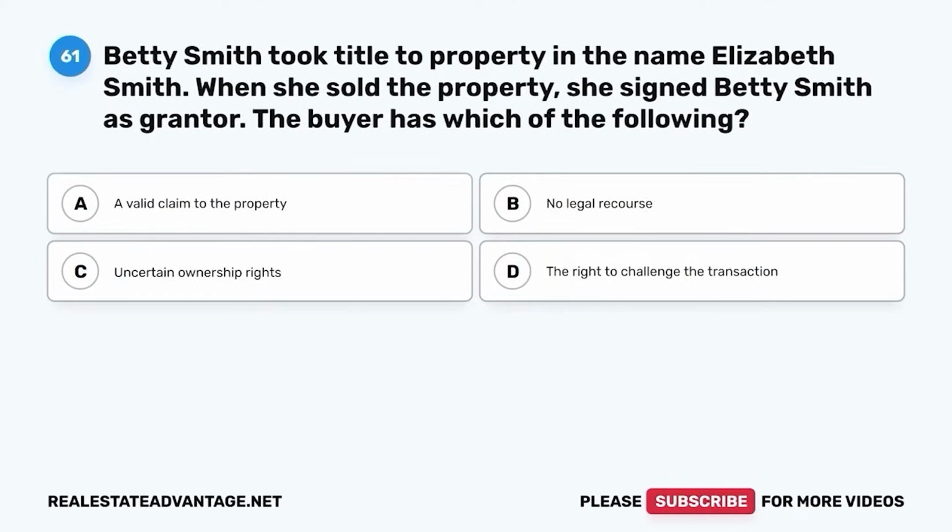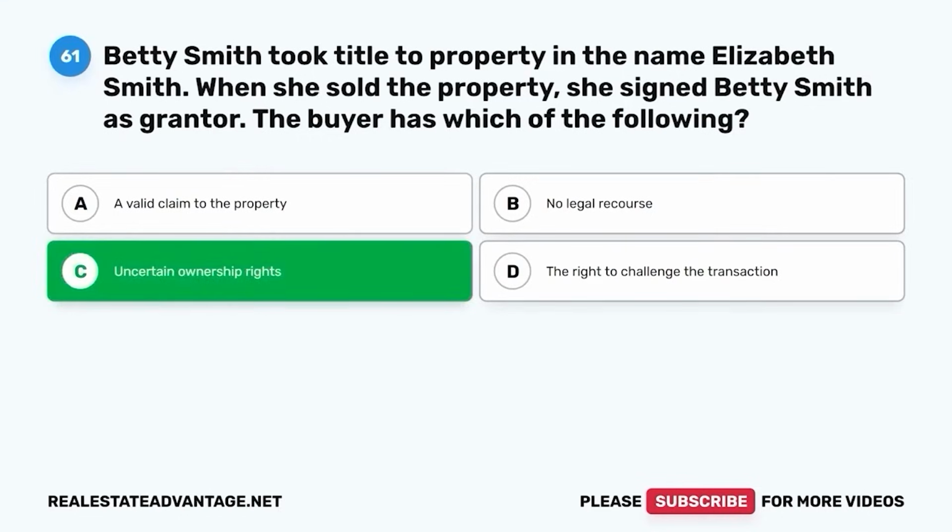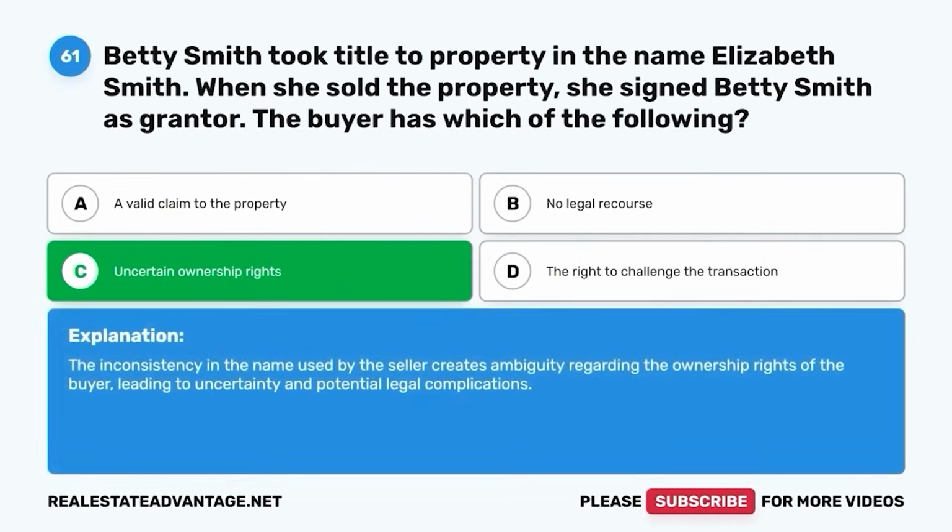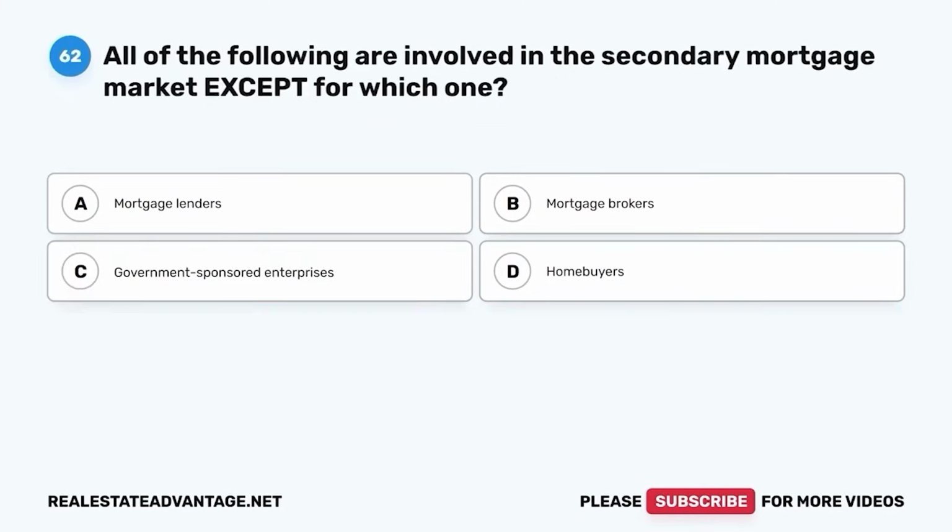Question 61. Betty Smith took title to property in the name Elizabeth Smith. When she sold the property, she signed Betty Smith as grantor. The buyer has which of the following? A. A valid claim to the property. B. No legal recourse. C. Uncertain ownership rights. D. The right to challenge the transaction. The correct answer is C. Uncertain ownership rights. The inconsistency in the name used by the seller creates ambiguity regarding the ownership rights of the buyer, leading to uncertainty and potential legal complications.